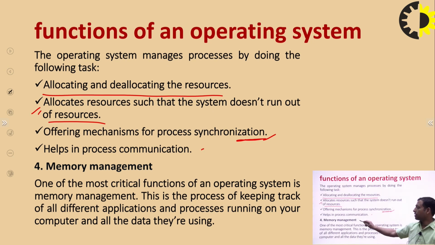Now the fourth task of the operating system is memory management. One of the most crucial functions of the operating system is memory management. Many processes are there, so all the processes must be kept in the main memory. So memory management is required. This is the process of keeping track of all the different applications and processes running on the computer and all the data they are using. So one process's data must not conflict with or disturb another process's data, so memory management is required.